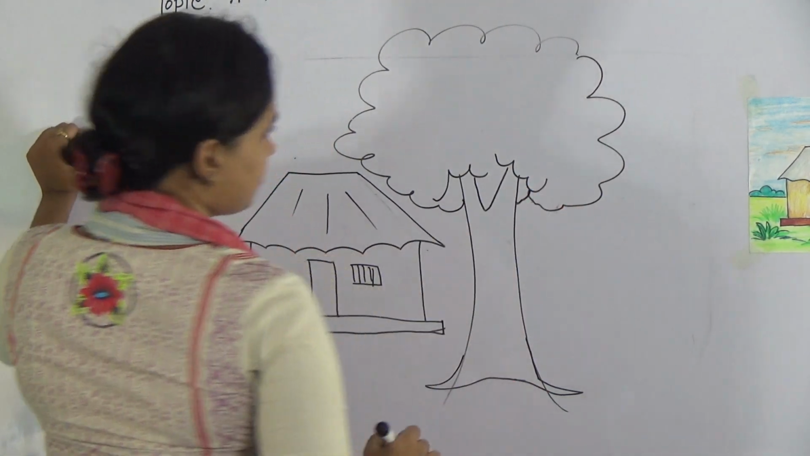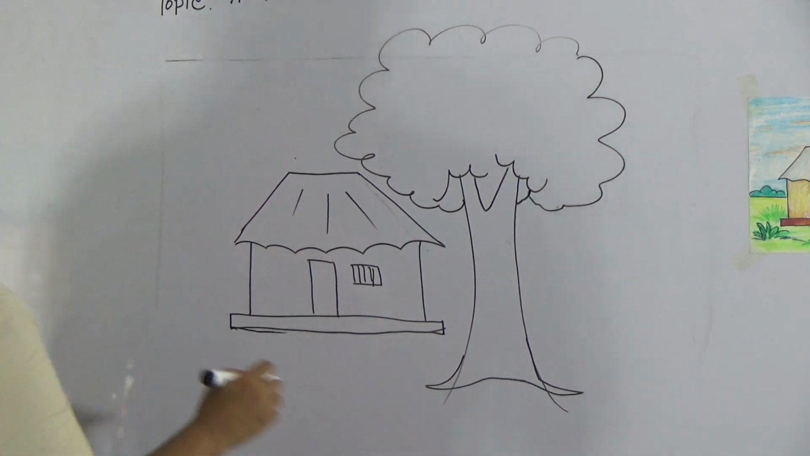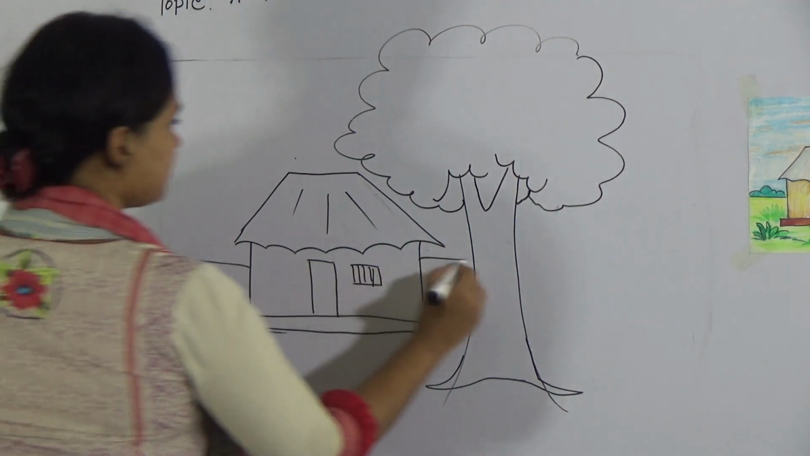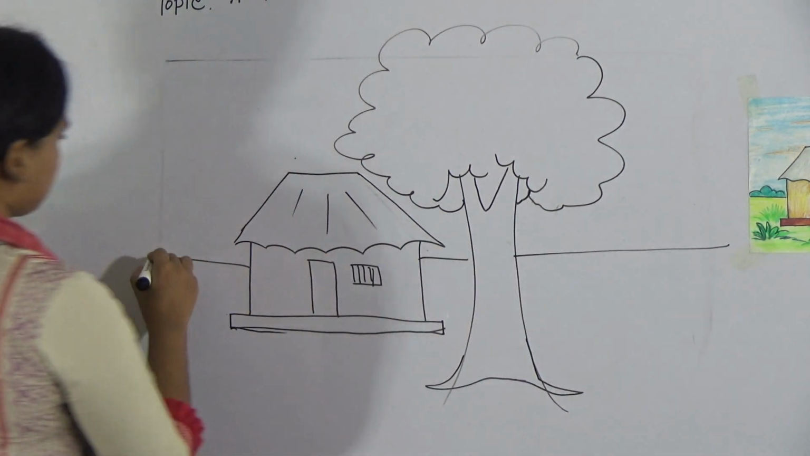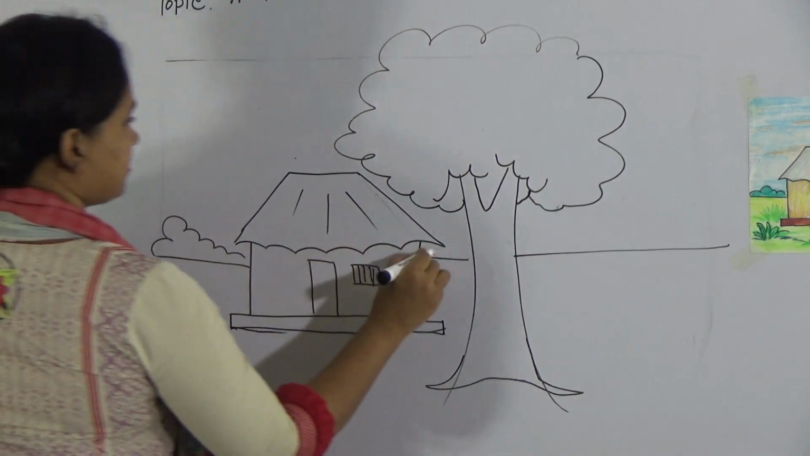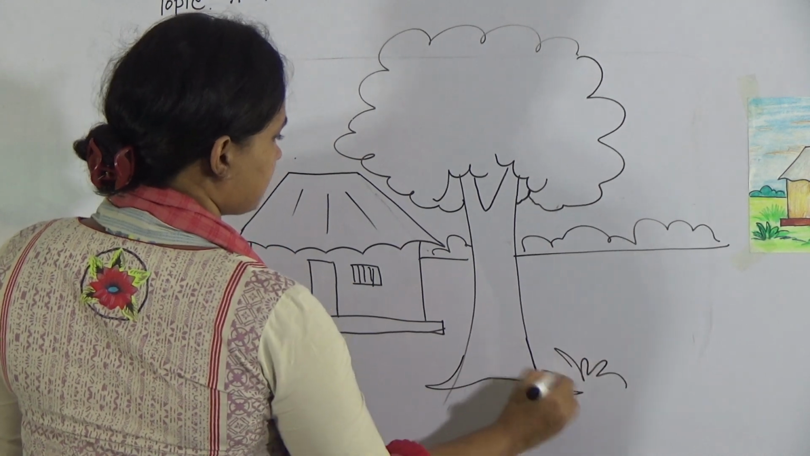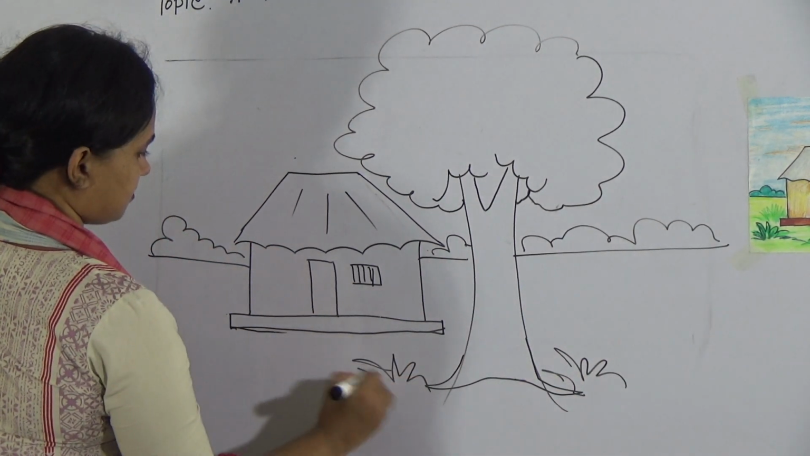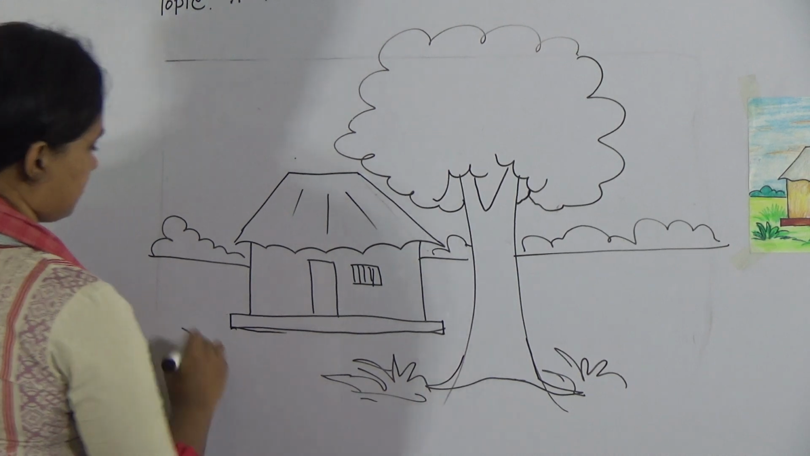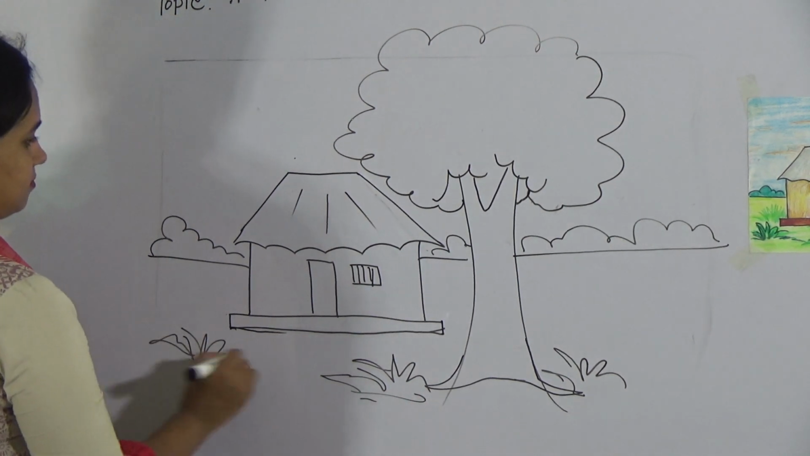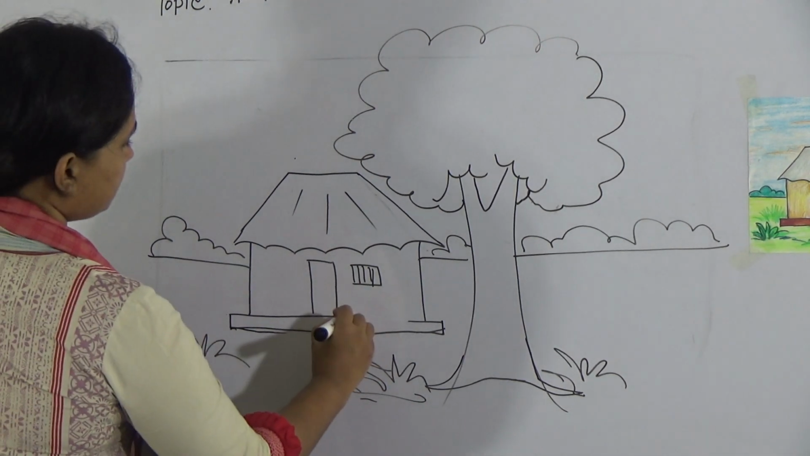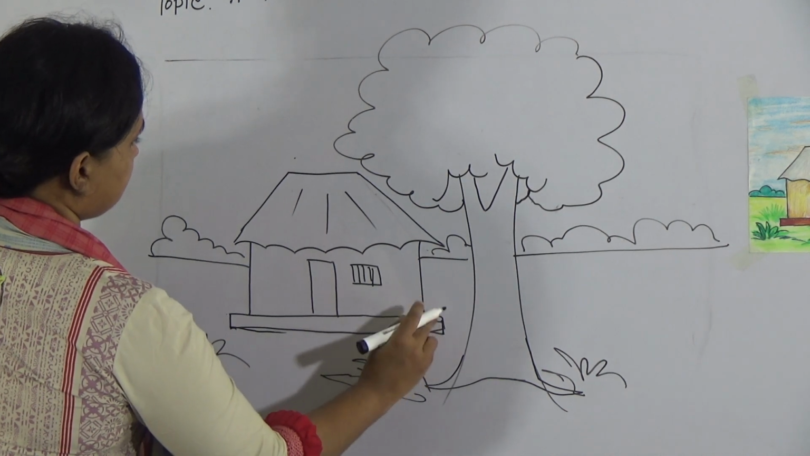Though here I have drawn a house and tree, you can give a far village like this. That looks good but not mandatory. Okay, some grass. And if you want, you can give here anything.